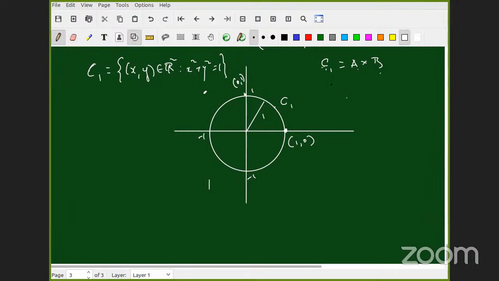Now, what all we know is 0, 1 and 1, 0 belong to C1. Therefore, they belong to A cross B. Therefore, 0, 0 belongs to A cross B. Again, A cross B is C1. Therefore, it belongs to C1. But it cannot be in C1. Right? Yes, Matish? Yes, sir.